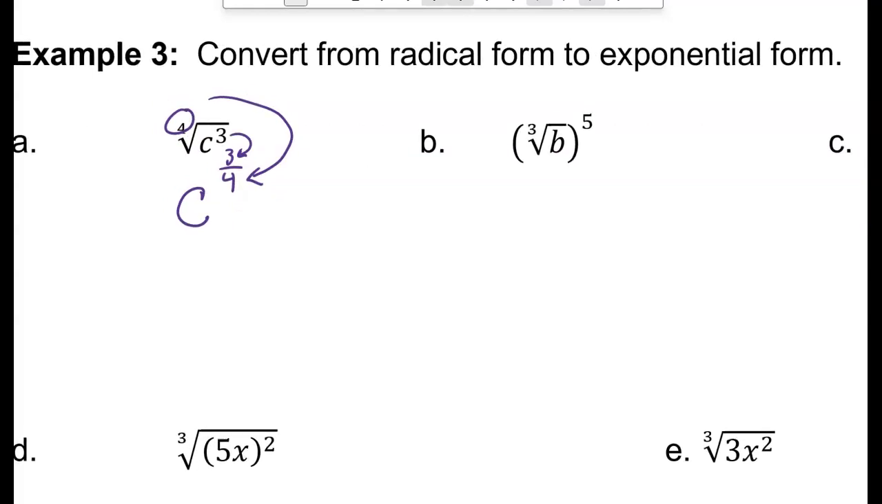Okay, let's look at the next part with this. It says, convert from radical form to exponential on this one. Who's got this one for me? Caleb, what do you got? Be ready for the next one. All right, so we got b raised to the what? 5/3. Now, if you couldn't remember that perfectly, let me show you another way of thinking about this problem.